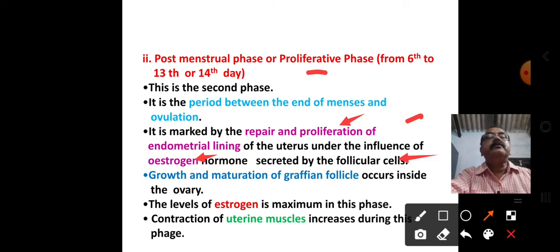During the ovulation process, at first growth and maturation of the Graafian follicle takes place inside the ovary. Then the egg is released on the 14th day. During this postmenstrual phase or proliferative phase, estrogen is found in maximum concentration in the blood. The contraction of uterine muscle increases during this phase.